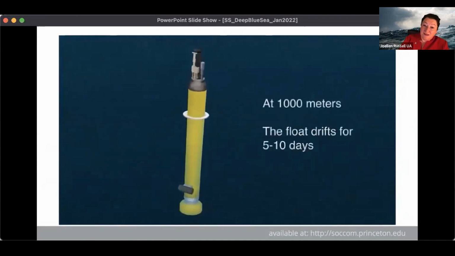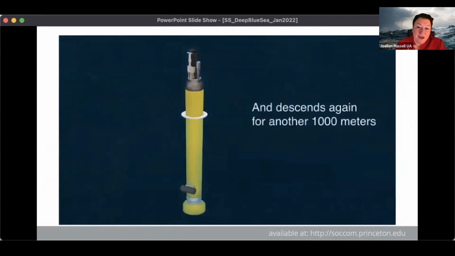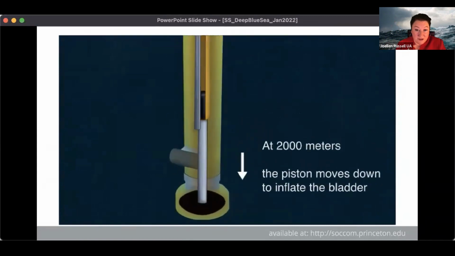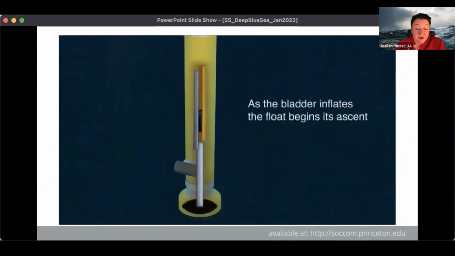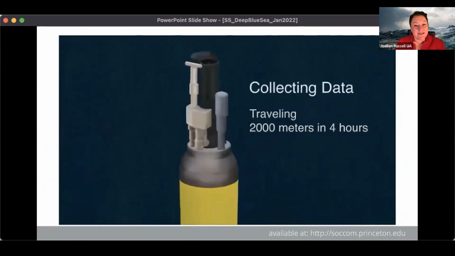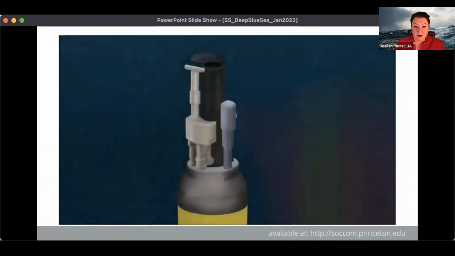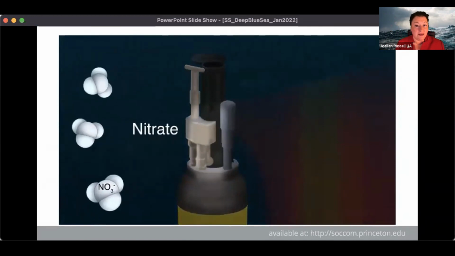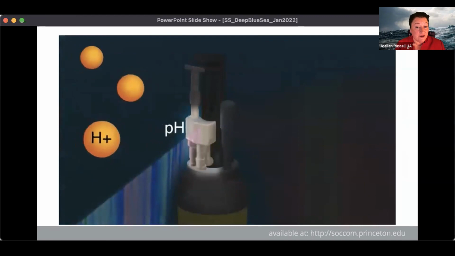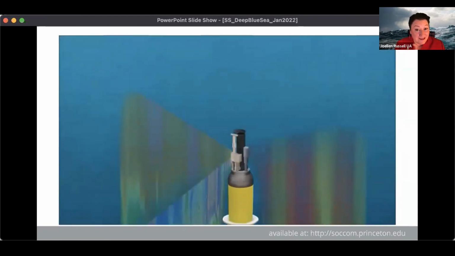These are entirely passive. They have only ballast to get them up and down. And there's a really good reason for this. One, it's incredibly power efficient to do these profiles. And two, the law of the sea says, if you drive something, an AUV, a ship, an ROV, anything, into someone else's exclusive economic zone in the ocean, you have to have a permit. But if it drifts in, it's legal.